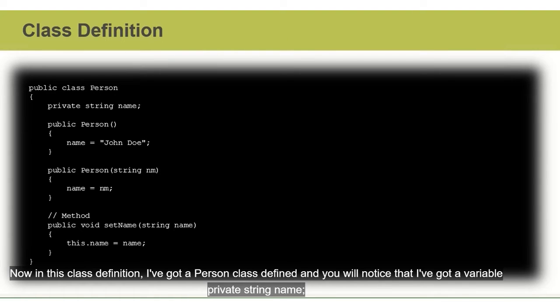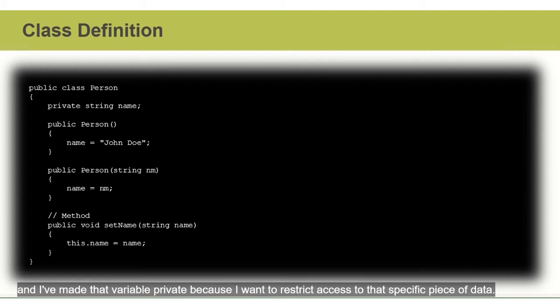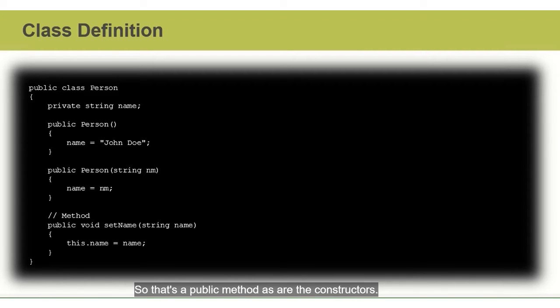Now, in this class definition, I've got a person class defined, and you'll notice that I've got a variable private string name. And I've made that variable private because I want to restrict access to that specific piece of data. And you'll notice I also have the constructor methods in here and a method for setting the name. So that's a public method, as are the constructors. So we're controlling how people outside this class definition can interact with that object.